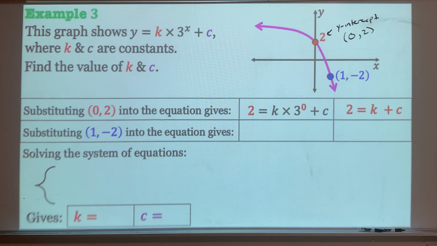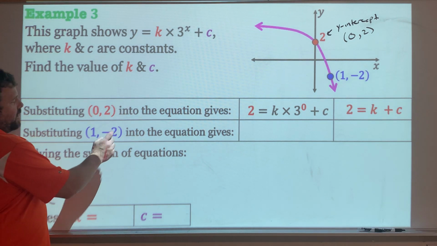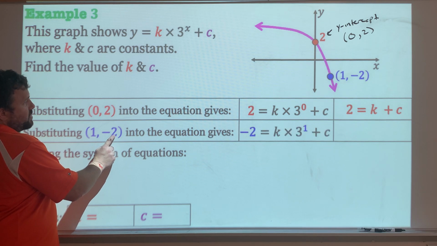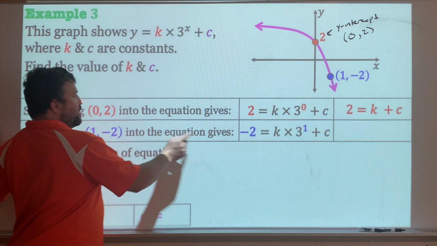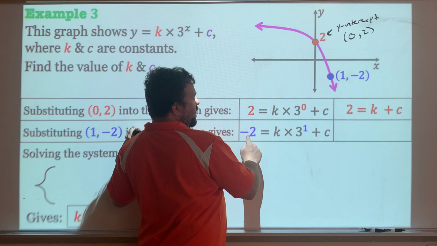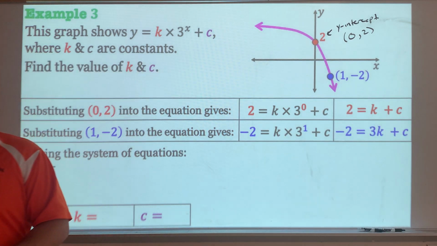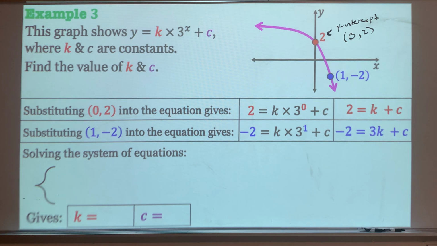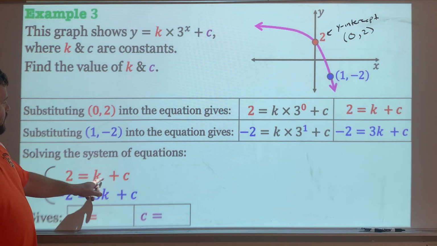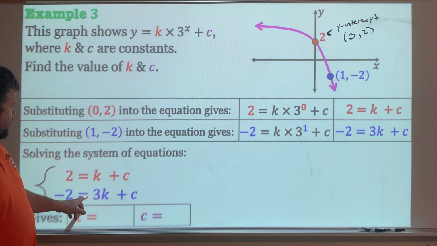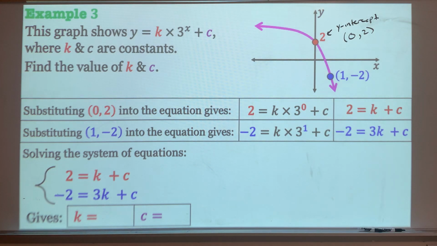All right, so y, -2 equals k times 3 to the 1 plus c. 3 to the first power is 3. -2 equals 3k plus c. And you may say, what in the world do I need to worry about that for? Well, now we're going to solve systems of equations. We have 2 equals k plus c, and we have -2 equals 3k plus c. We're going to use that information to solve now.